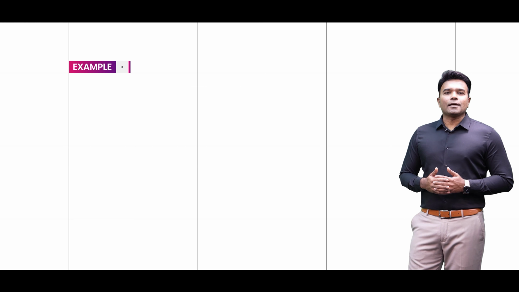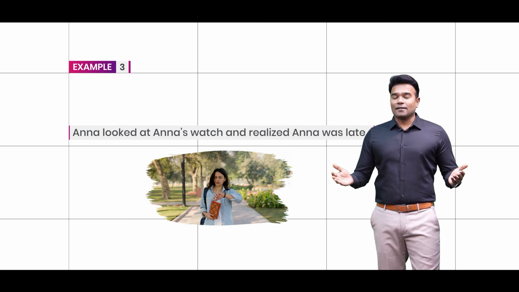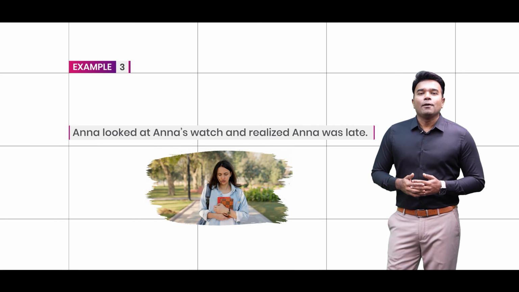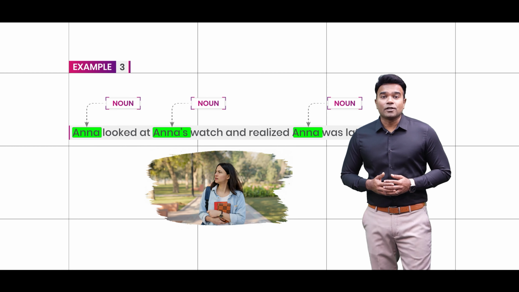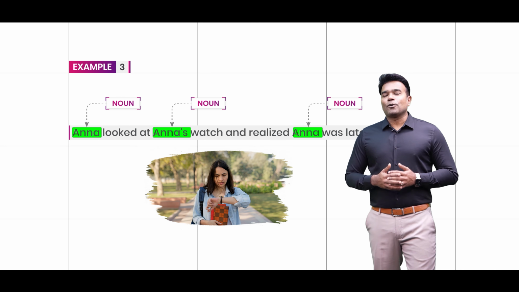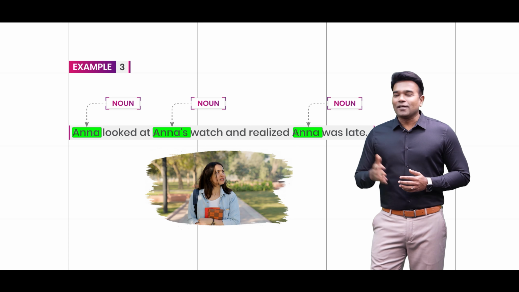Have a look at this sentence. Anna looked at Anna's watch and realized Anna was late. Well, I'm sure that this sentence is pretty ambiguous to read and understand, and that is primarily because in this sentence, Anna happens to be the noun and it has been repeated thrice. It is due to this repetition that this sentence is ambiguous to read and understand.